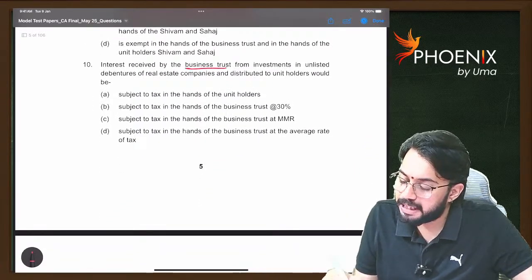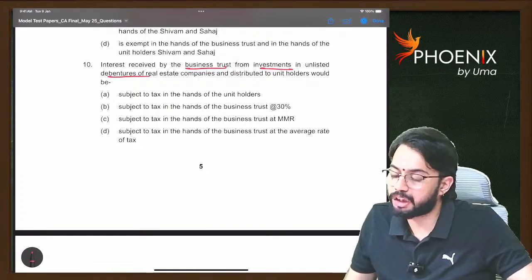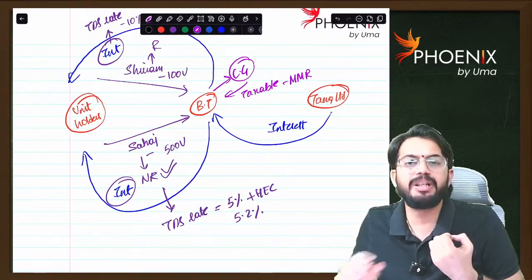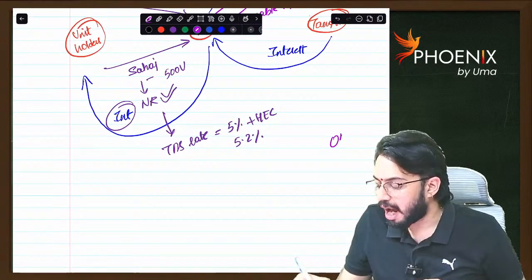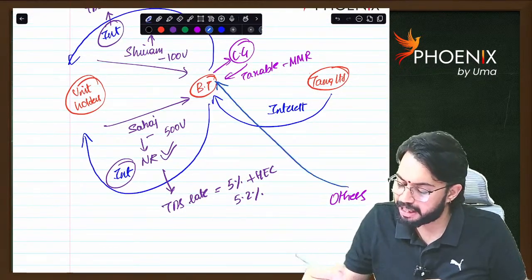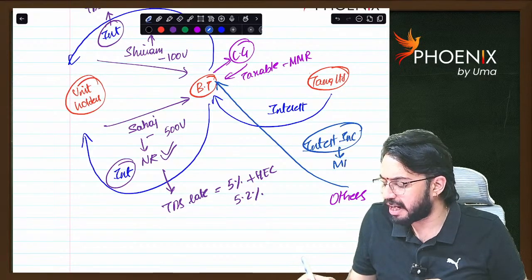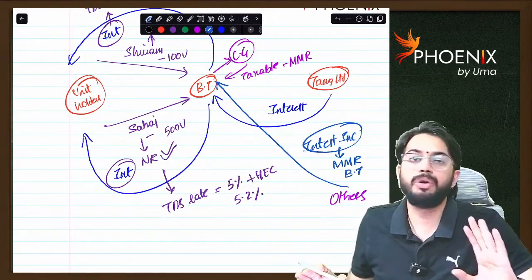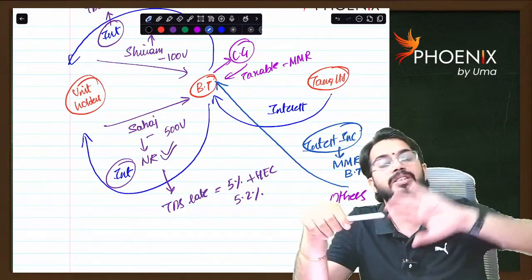Interest received by the business trust from investments in unlisted debentures of real estate companies and distributed to unit holders. From a special purpose vehicle, if any interest income is received, it is exempt in the hands of the business trust and taxable in the hands of the unit holder. From others, if any interest income is received by the business trust, that interest income is taxable at the rate of MMR in the hands of the business trust only. It will not be passed on to the unit holder. Only dividend income, interest income and rental income, these three incomes will be passed on to the unit holder.